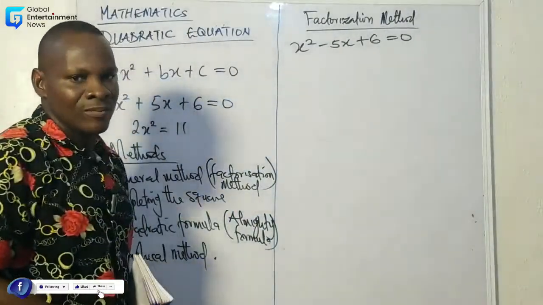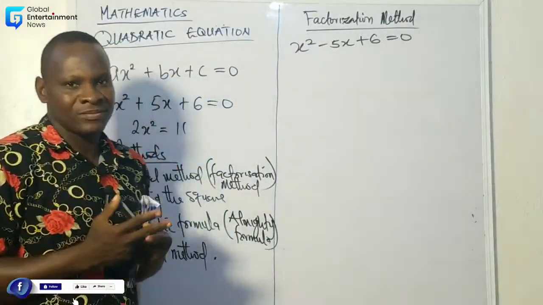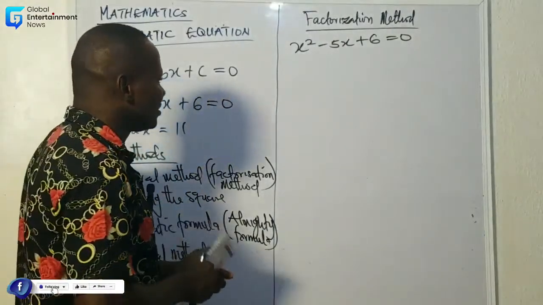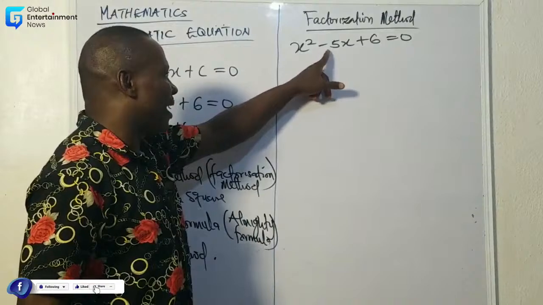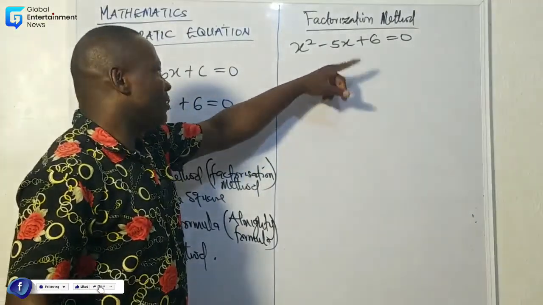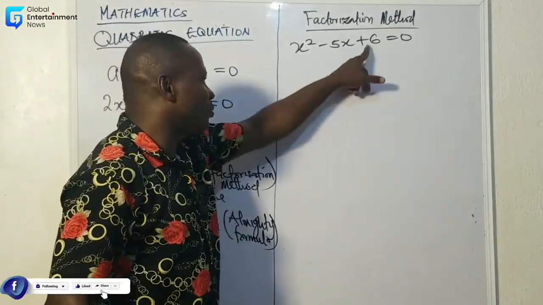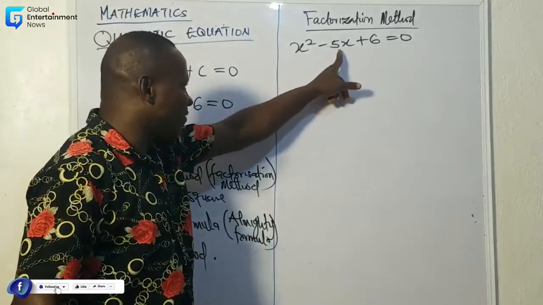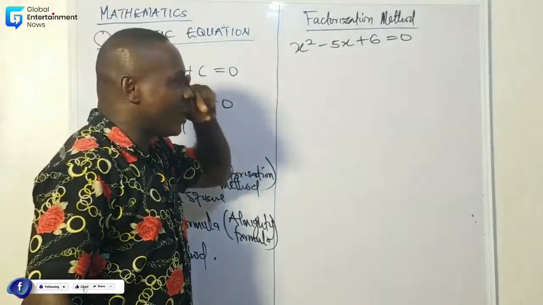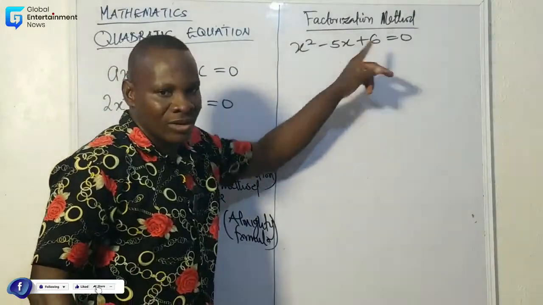What are you going to do now? You will look for two numbers that when you add up, it's going to give you minus 5, and when you multiply, it's going to give you plus 6. Remember, when you add up, it's going to give you minus 5. This is the middle number. And when you multiply, it's going to give you the constant.